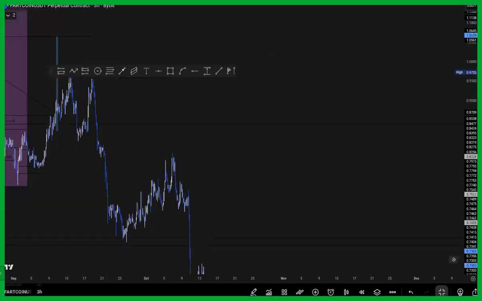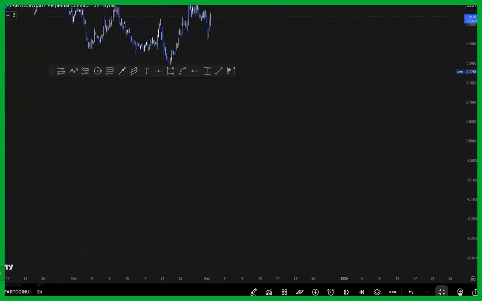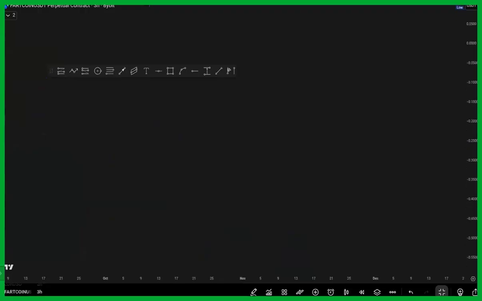Price not reached that side. Almost forgot that I have some leftover thing here. So now let's talk about those levels.